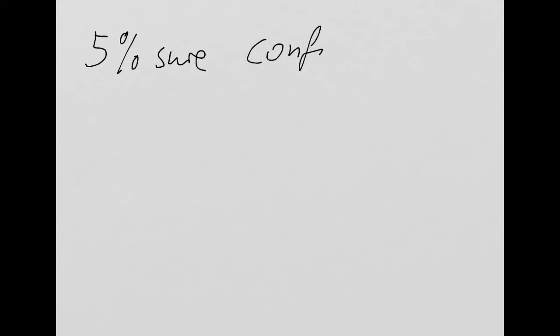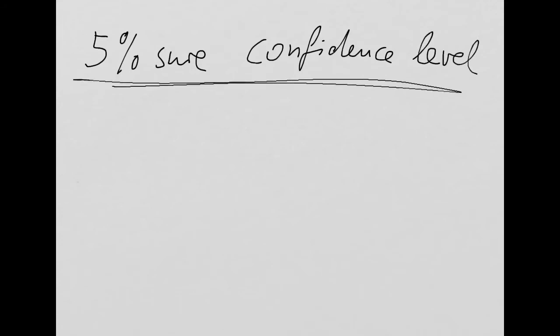Actually, a very common line is only 5% sure, or 5% confident. This is also called the confidence level. But this is a very common thing. And that is 0.05. Yeah, 5%.